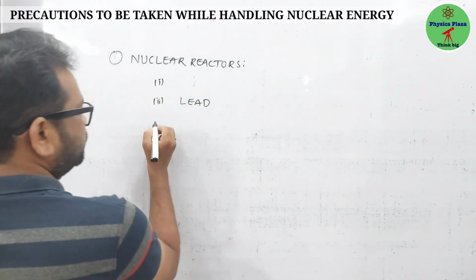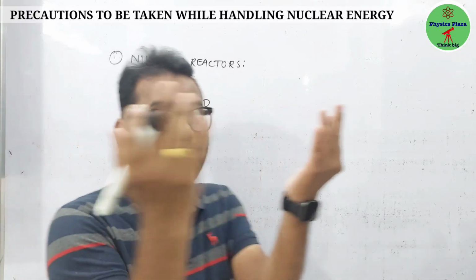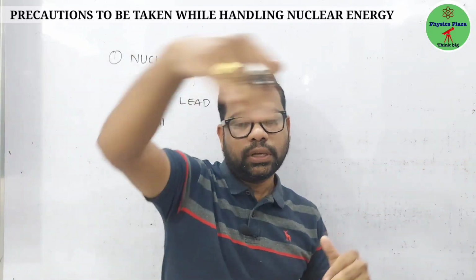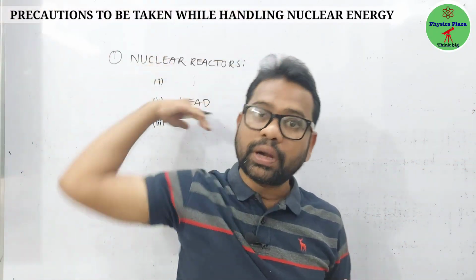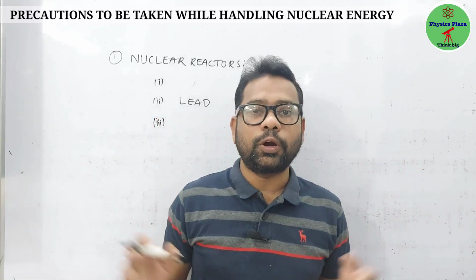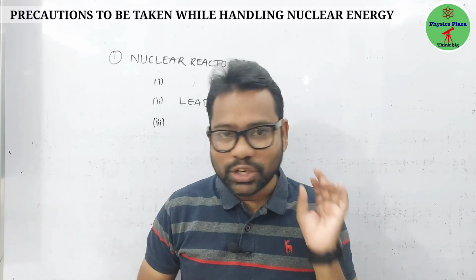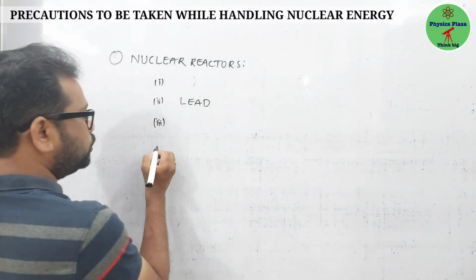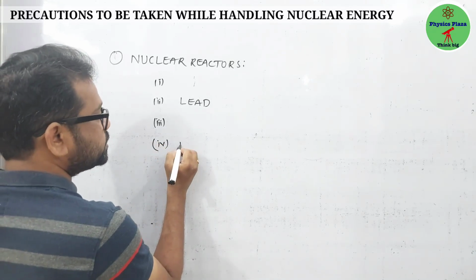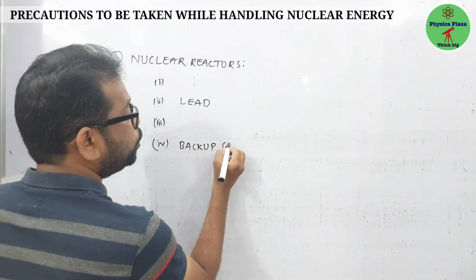Clear? Fine. And third, that entire setup must be covered with a very thick concrete wall. The whole nuclear power plant is completely surrounded by a very thick concrete wall, and concrete also has the ability to stop some radiation. Clear? Fine. And the fourth one: there must always be a backup cooling system. Very, very important.